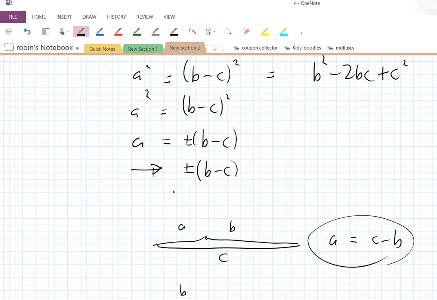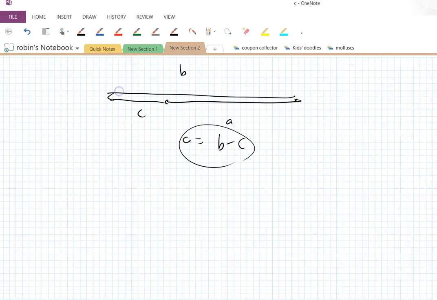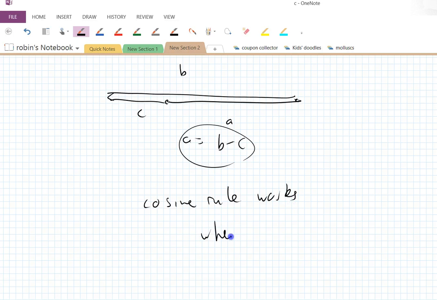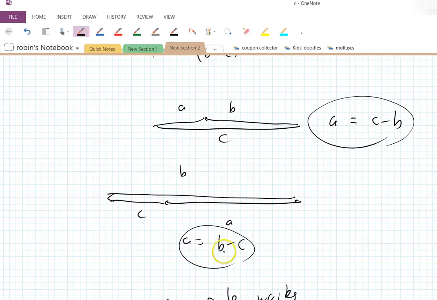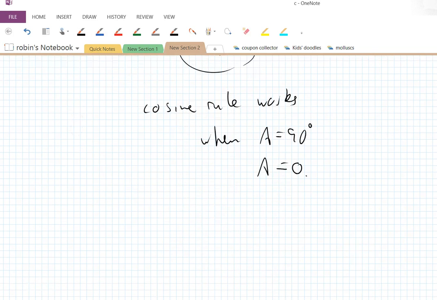So we get the cosine rule, and it checks out. The cosine rule is consistent. The cosine rule works when angle A equals 90 degrees because it just reduces to Pythagoras, and when A equals 0 because it tells us that it's either B minus C or C minus B depending on which one's longer, which is nice to know. Okay, I'm going to stop there.